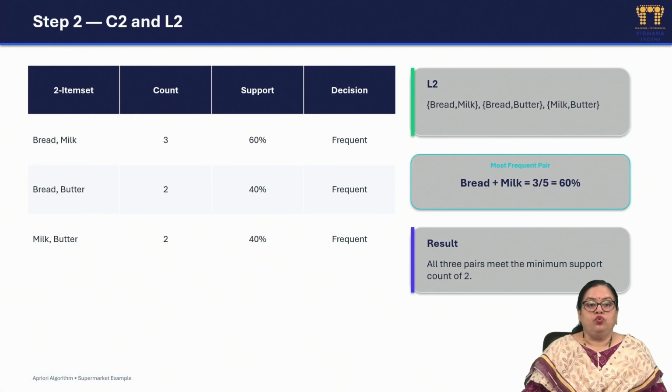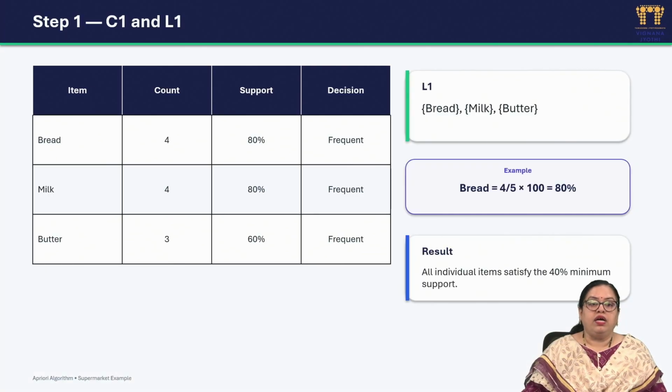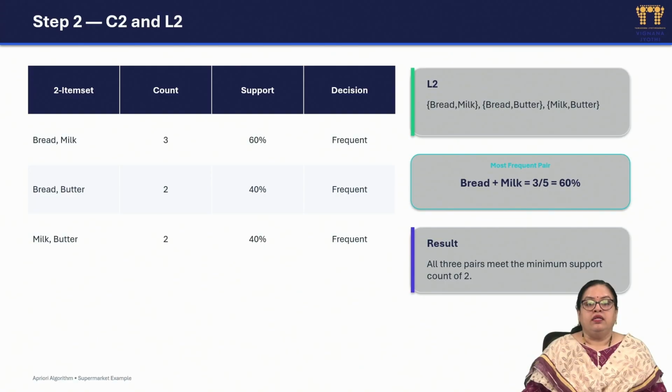So next, for L2, what are we doing? We are taking 2-item sets. Previously, for L1, we took one item. Now we are combining them. So what is the combination? Bread, milk; bread, butter; milk, butter. Okay, so we count that.